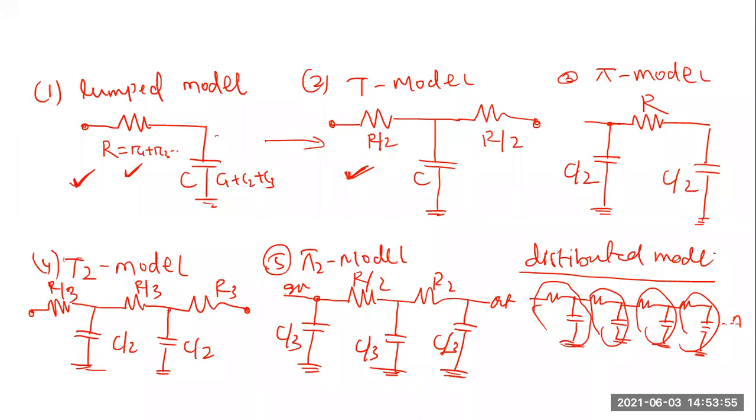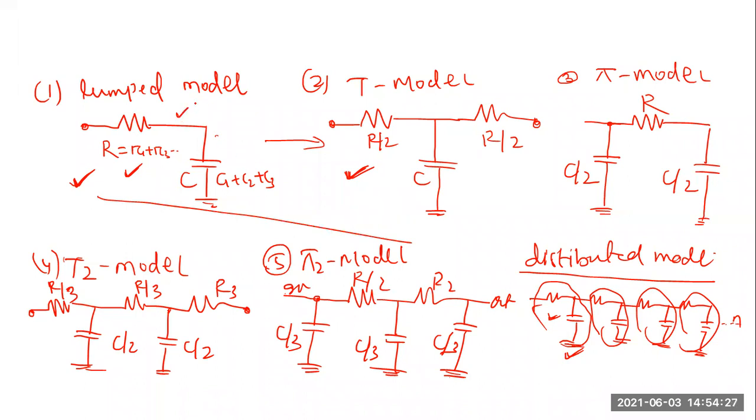So the distributed one is more accurate. We are not taking any assumptions here. We are adding every bit of section, every section we are adding RC, RC, RC. So it is complex, but we will get a better result. But here you can see, this is the overestimated result.